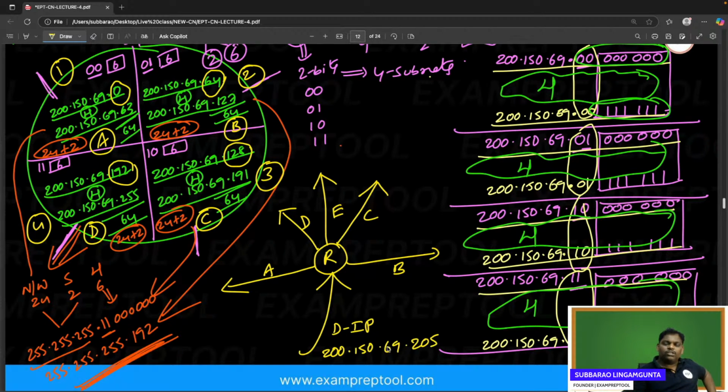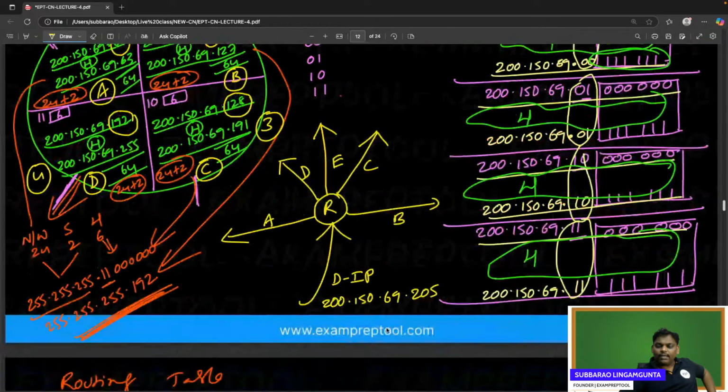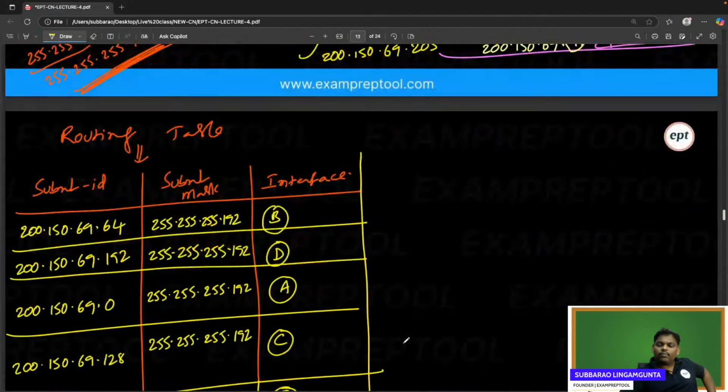Let's check. Is it working or not? Exactly. It is a D. Let's check it is working or not. Please listen everyone. 200, 150, 69, 205. We have to find out which interface this belongs to, which is nothing but which subnet. See how it will do.